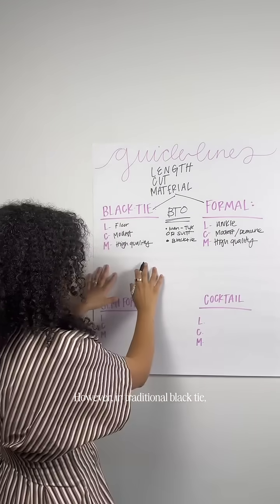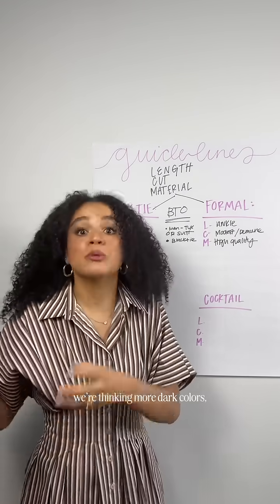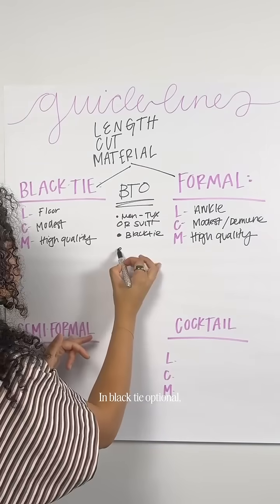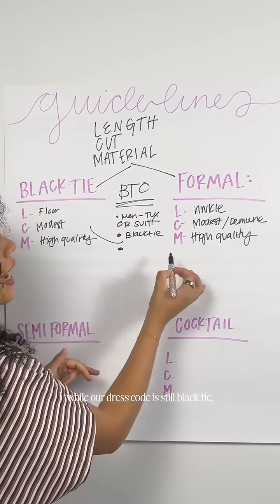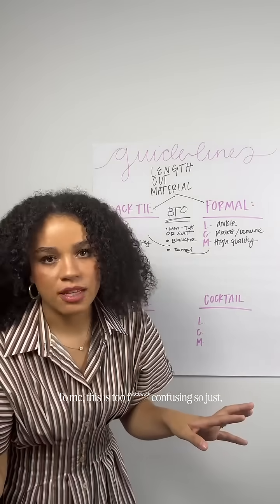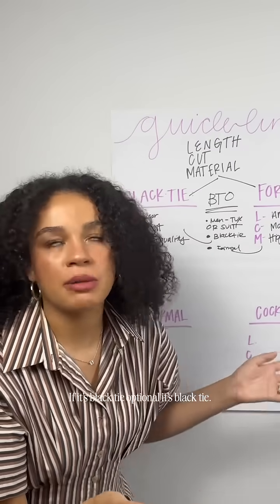However, in traditional black tie, we're thinking more dark color, muted colors. In formal, that starts to open up a little bit more. In black tie optional, while our dress code is still black tie, we might be able to bring some of those colors in from formal. To me, this is too confusing, so just, if it's black tie optional, it's black tie.